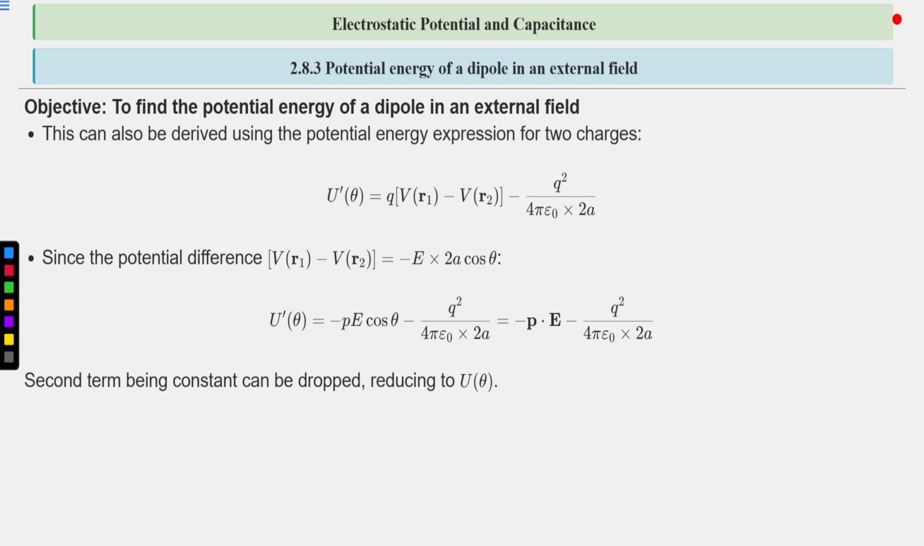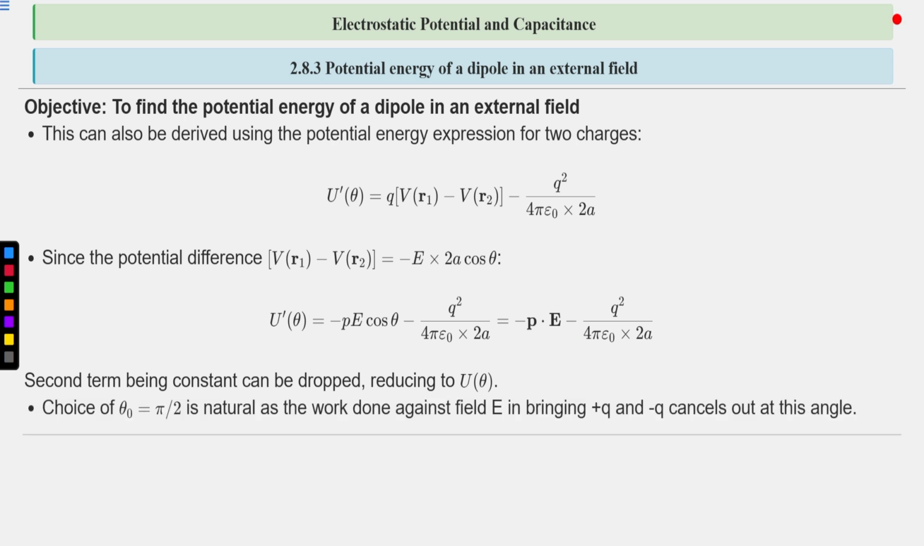The second term, being constant, can be dropped. This term will not vary for any configuration of the two charges, so it can be dropped, reducing to this. The choice of theta equal to pi by 2 is natural, as the work done against the field E in bringing plus q and minus q cancels out at this angle. When we bring the positive charge and the negative charge at an angle pi by 2, the work done to bring the positive charge and the work done to bring the negative charge, perpendicular to the electric field, cancel out. Okay, thank you.